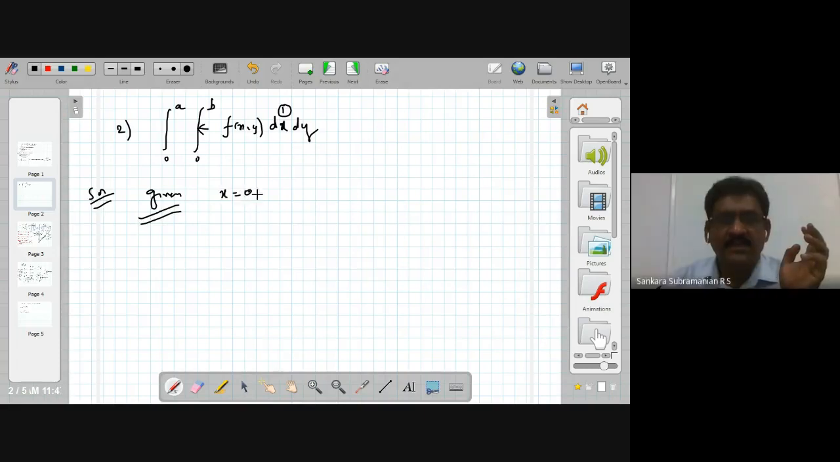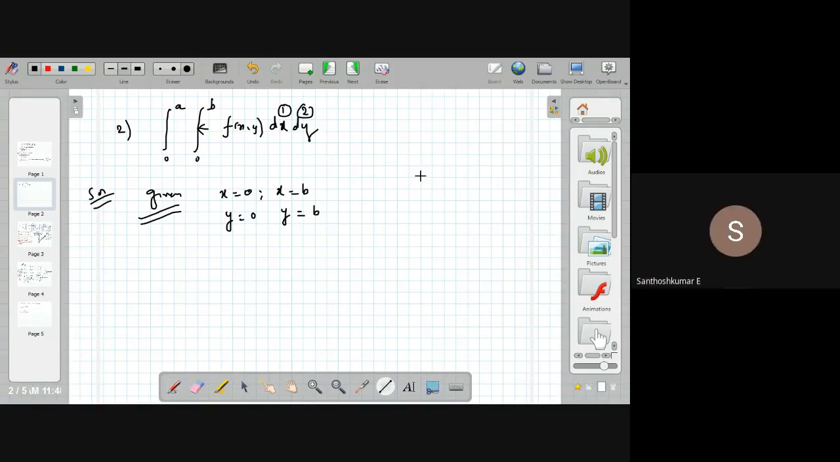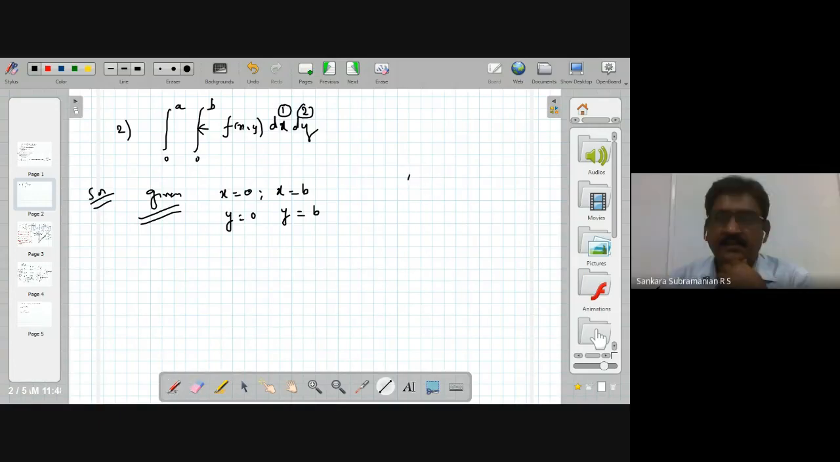அவ்வளவுதான், முடிஞ்சு போச்சு. x is equal to 0 because both are constant limits. x is equal to 0 and x is equal to b. அப்புறம் அடுத்து இது பண்றப்ப this is the limits for y. y is equal to 0 to y is equal to a. So this is step 1. What is step number 2? Drawing the graph.